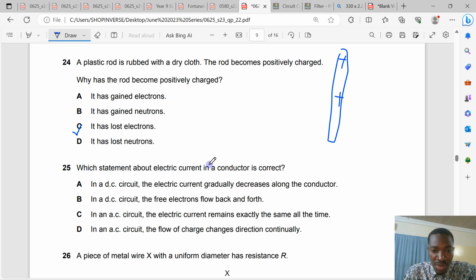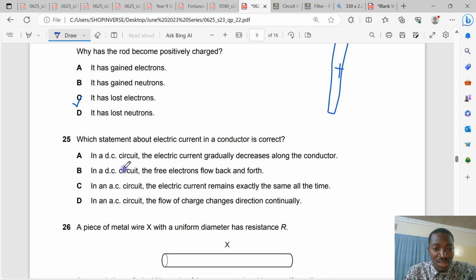25. Which statement about electric current in a conductor is correct? In DC circuit, the electric current gradually decreases along the conductor. Not necessary. In a DC circuit, the free electrons flow back and forth. That's an AC circuit. In an AC circuit, the electric current remains exactly the same all the time. No, that's for a DC. In an AC circuit, the flow of charge changes direction continuously. Correct. That's what makes it AC, because the flow of charge is changing direction.